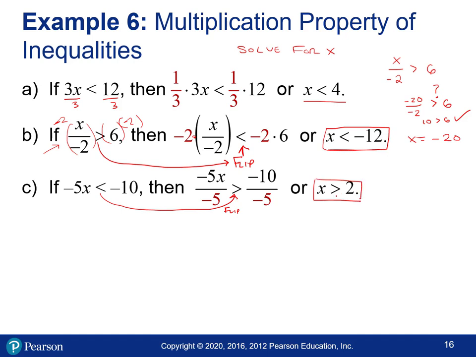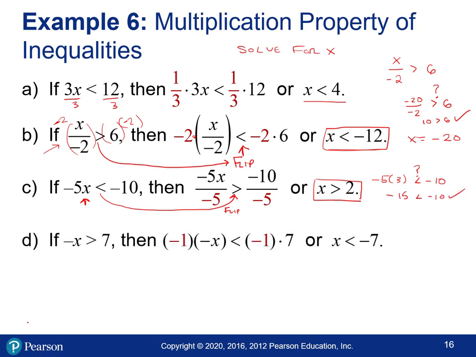So any number greater than 2, if you plug it back into the original, will satisfy this original inequality. Just as an example, let's pick 3. Negative 5 times 3, is it less than negative 10? Negative 15, yes, is less than negative 10. So that worked out.